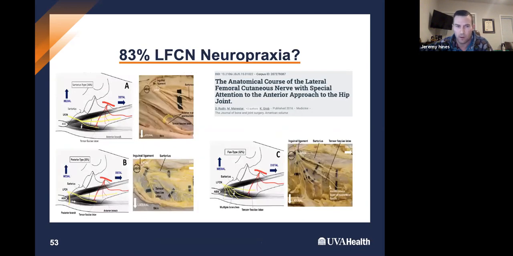So what about this neuropraxia? This is a great study that actually shows there are A, B, and C types of this lateral femoral cutaneous nerve, and you're bound to hit it at some point, even if you are meticulous, because it kind of webs around the sartorius and then at the point of your incision, a little bit medial to the ASIS.